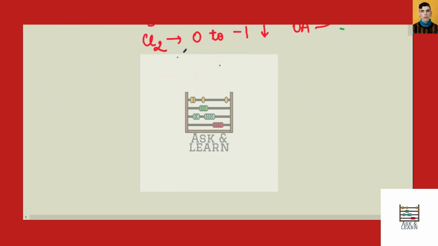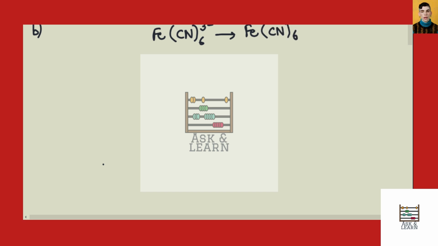So this is part A, and now we go to part B, and again we do the same thing, taking two halves of the reaction. The first half is ferricyanide, Fe(CN)6 3-, which goes to Fe(CN)6 4-. Now we balance this just using electrons, so we add 1 electron here, and this becomes our reduction reaction.